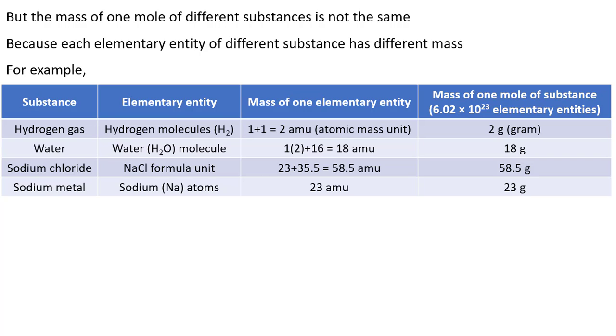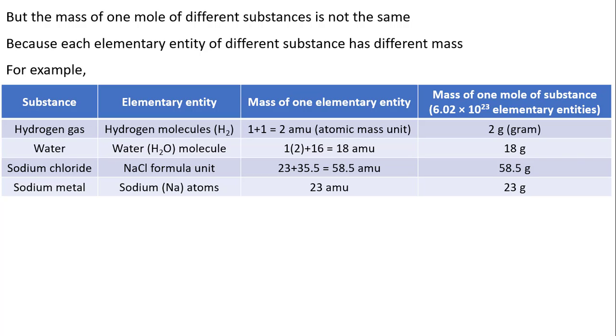18 amu is the mass of 1 molecule of water, and 18 grams is the mass of 1 mole of water. And in 18 amu there will be only 1 molecule of water, and in 18 grams, or 1 mole of water, there will be 6.02 times 10 to the power 23 molecules of water. So that much bigger is 1 mole than 1 molecule, or we can say an elementary entity, to be more precise, to be more general.